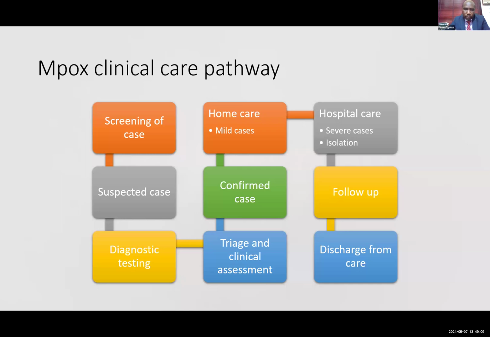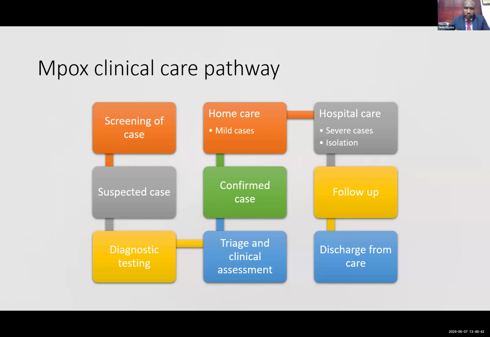If we believe the patient is a suspected case, it behooves us to confirm that case. So the next step in this clinical care pathway is diagnostic testing, which of course is PCR. While that process is ongoing, for every suspected case we need to triage and do a clinical assessment. If we're ultimately able to confirm the case, we need to decide how that patient is going to be cared for. Generally, there are two ways: the patient can be cared for at home or in the hospital.